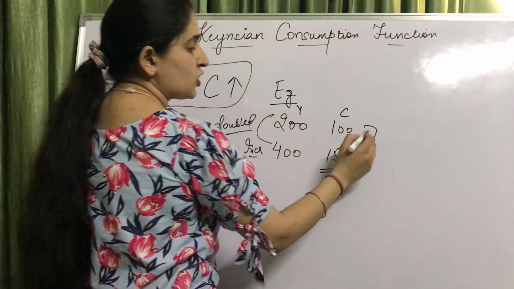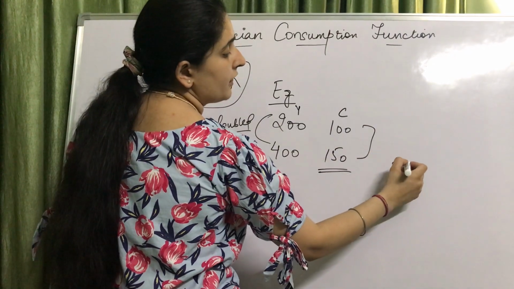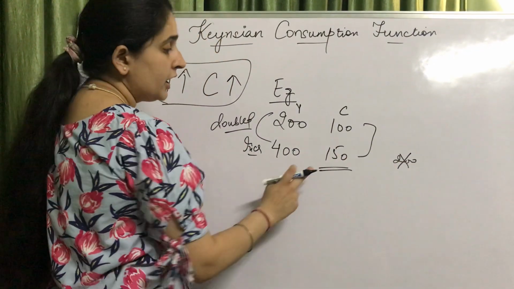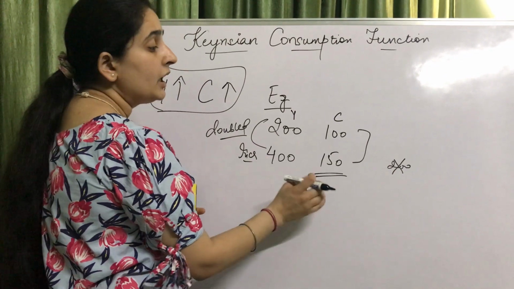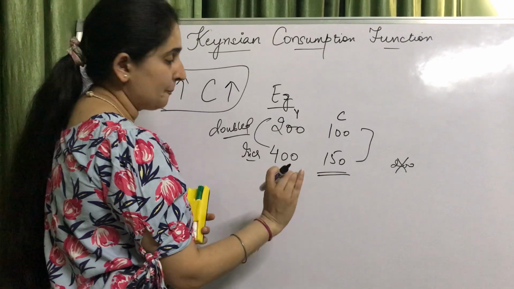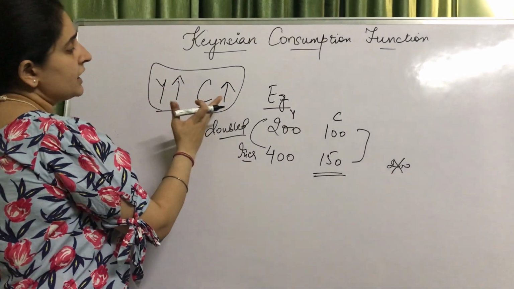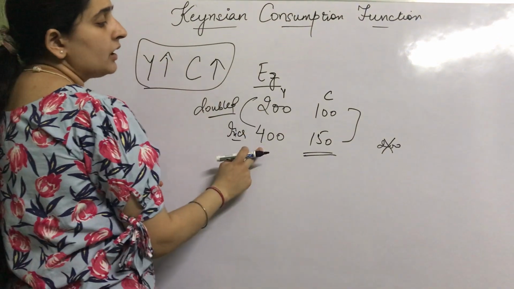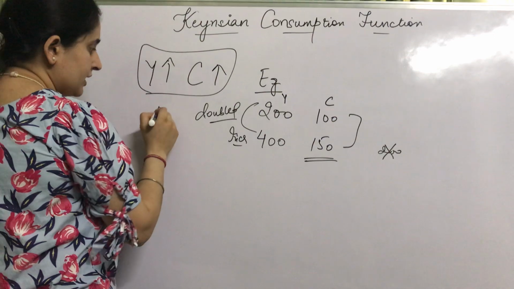But here the change is not in terms of double. If it would have doubled, it should have been 200, right? But it is not 200. It should be 200 here if the same proportion needs to be there. But here the proportion is not the same. So this is what he said, that when income will increase, consumption will increase, but it will not be in the same proportion. First point is this.